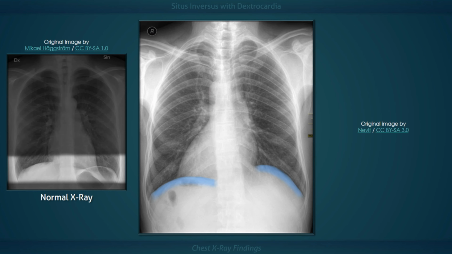Although this is a chest X-ray, there's also evidence of the mirrored arrangements of two abdominal organs, the liver and stomach. Notice that the left hemidiaphragm is higher than the right, suggesting that the liver is left-sided. And perhaps the least eye-catching feature is the presence of the gastric air bubble on the right, suggesting the presence of the stomach in that location.